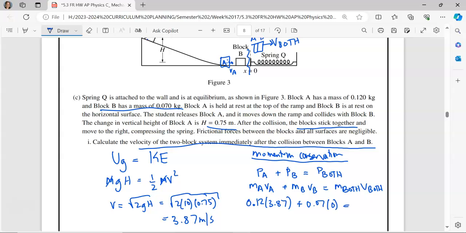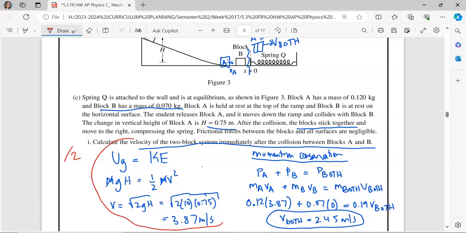Afterwards, they are together, so what is this going to be? 0.19 when you add their two masses together, and we want to find v both. And when I solve for this, I get v both to be 2.45 meters per second. Okay, so this is just worth 2 points for College Board total.